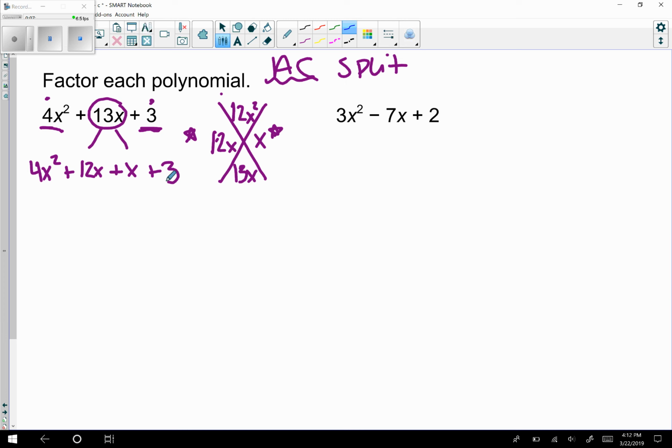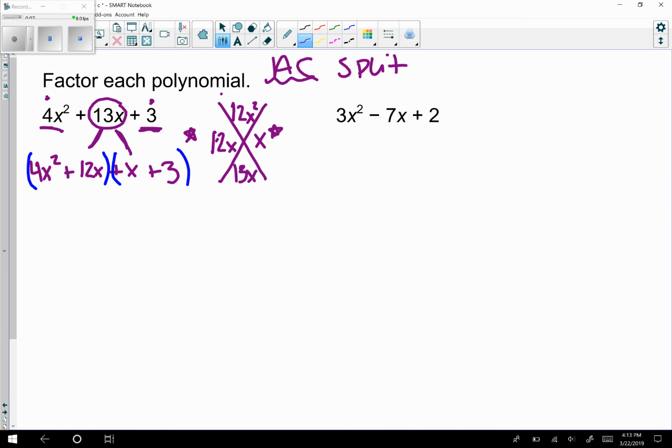So now here's the reason why we call this AC split. Like I said, you're splitting this B term. You've multiplied A and C together. Now what we're able to do as mathematicians is we are able to do grouping. So we are able to group the first two and the last two terms together.